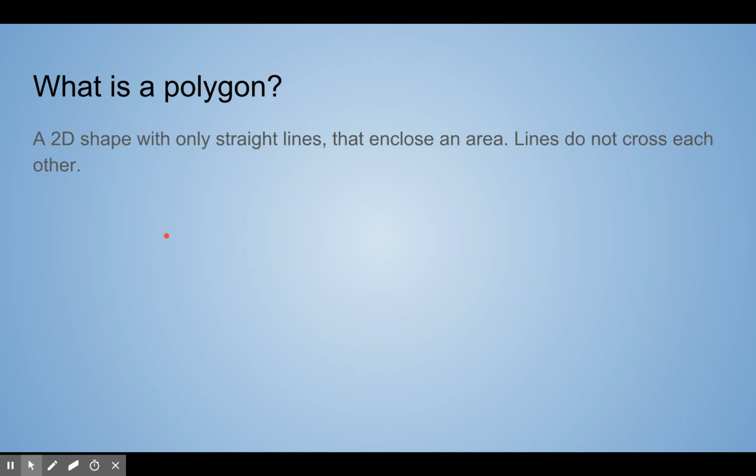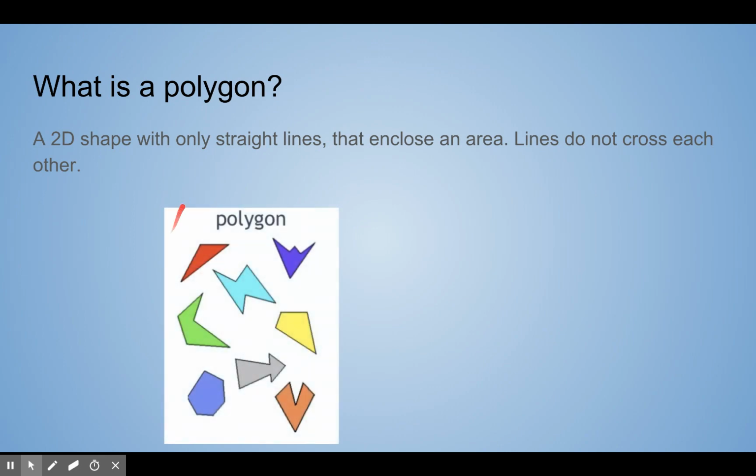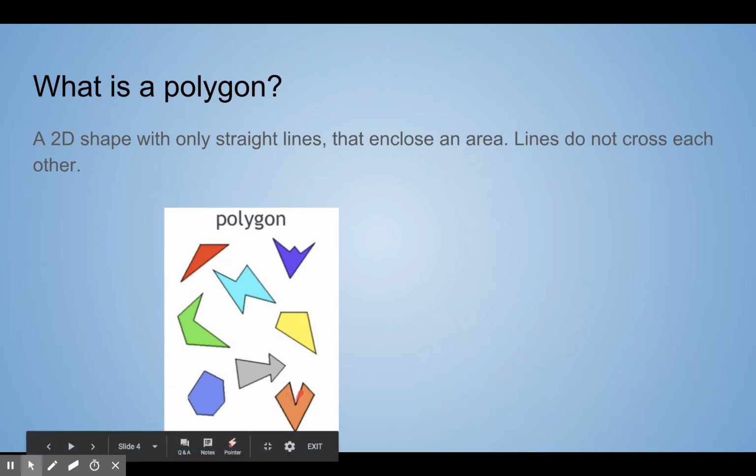To learn about tessellations, one of the words that you need to know about is a polygon. So what is a polygon? A polygon is a 2D shape with only straight lines that encloses an area, and the lines do not cross each other. So for example, these are polygons. They have only straight lines and they enclose the entire area, and none of the lines cross each other. So that's why these are all polygons.